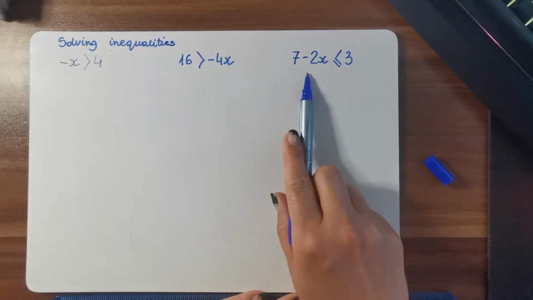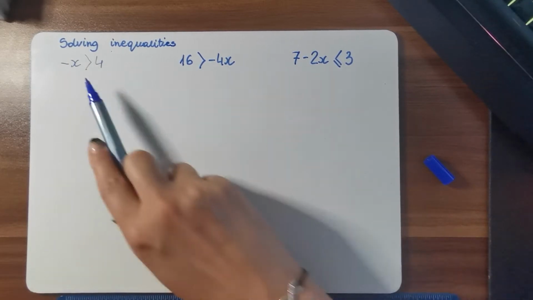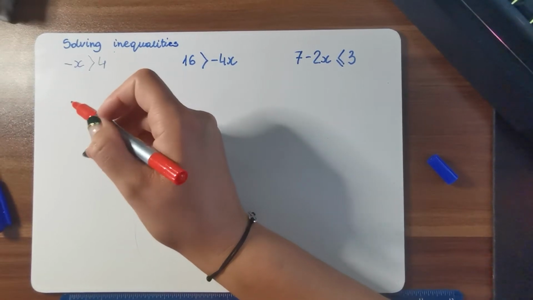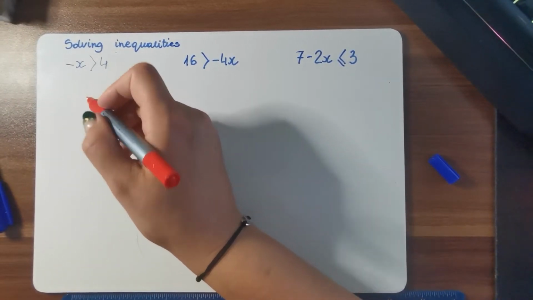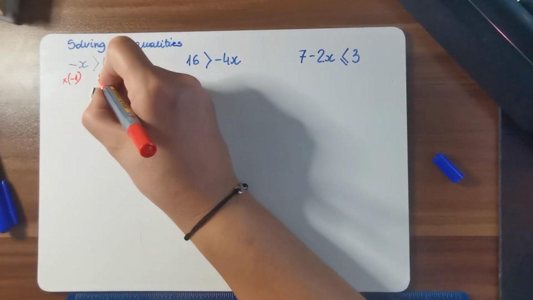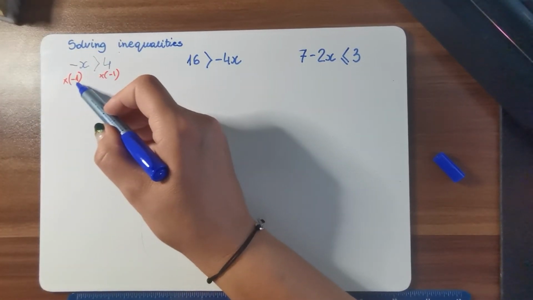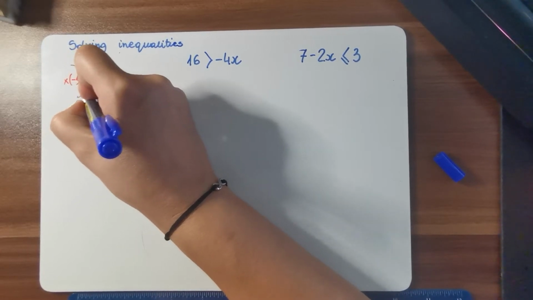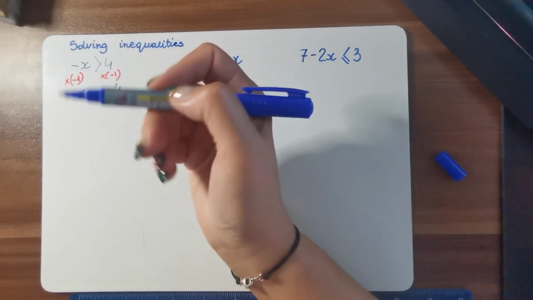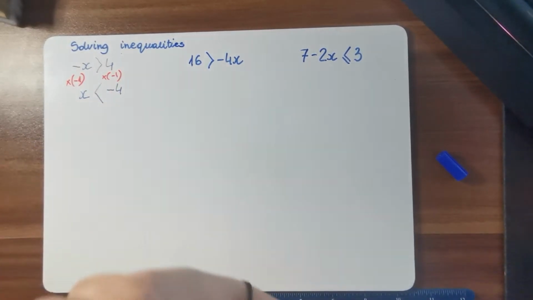So we have three different inequalities with a negative variable: negative x, negative 4x, and negative 2x. We will start with the first one. If we have negative x and we want to get x, it means that we need to multiply or divide by negative 1. So both sides of our inequality, I will multiply by negative 1. Negative x times negative 1 will give us x. 4 times negative 1 will give us negative 4, and we need to flip the sign. So from larger than, we are going to smaller than.